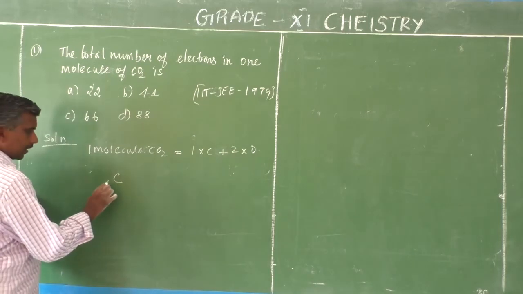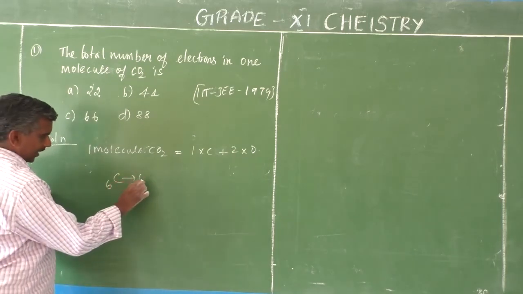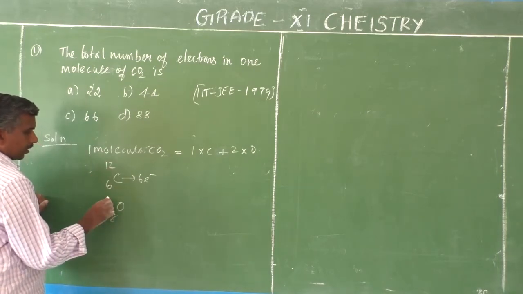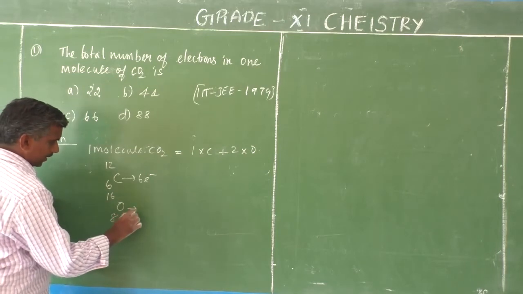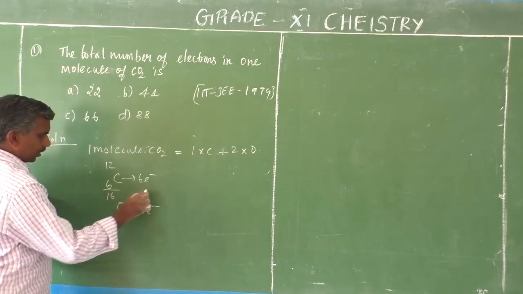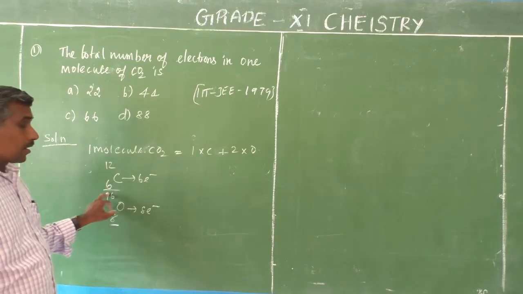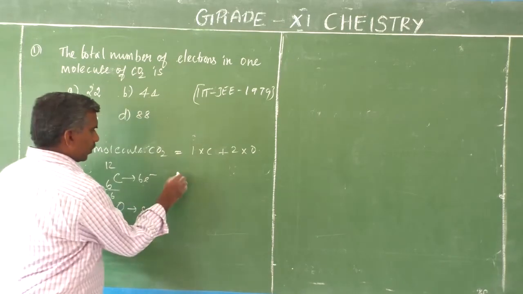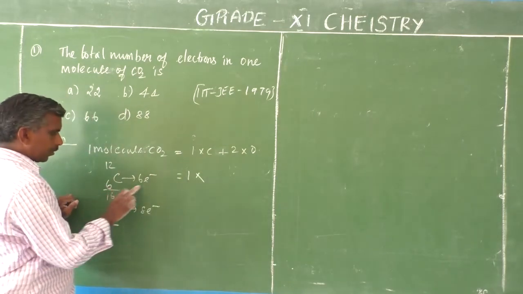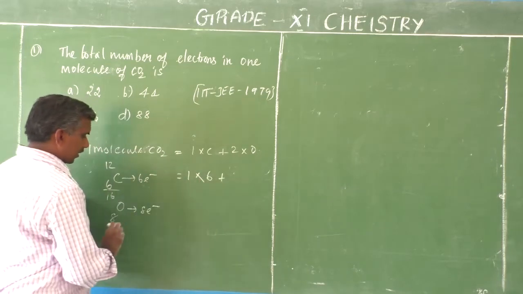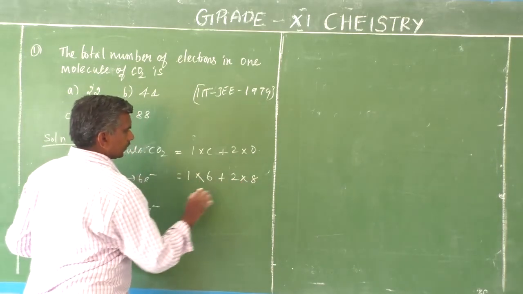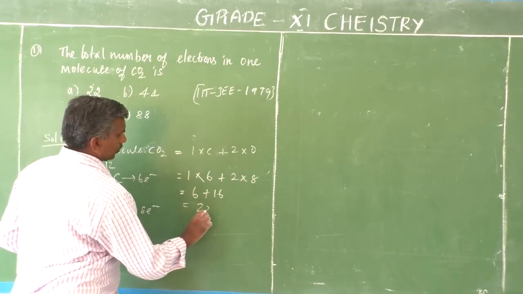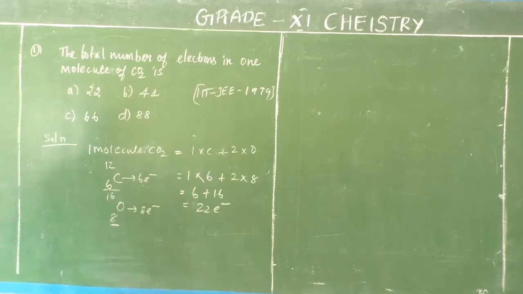Carbon has atomic number 6, so 6 electrons, mass 12. Oxygen has atomic number 8, mass 16, so 8 electrons. Atomic number is equal to the number of electrons in a neutral atom. One carbon atom has 6 electrons, and each oxygen atom has 8. So 6 plus 16, what is the answer? 22 electrons.